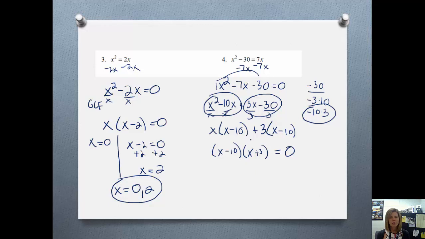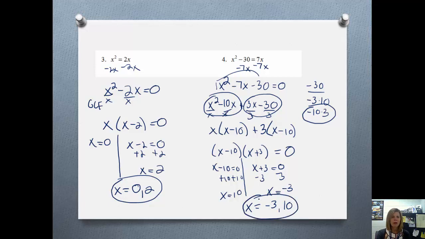Okay, if you notice the pattern, you could go ahead and save your shortcut right here, but I'm just going to go ahead and set each part equal to 0 for those who are still not quite seeing the pattern. From here, I'm going to add 10 to both sides. So I'll get x equals 10. And from here, we'll subtract 3, and I'll get x equals negative 3. So my graph hits the x-axis at negative 3 and 10. We're just going to try to ignore that bell there.